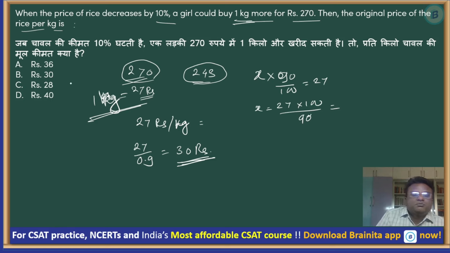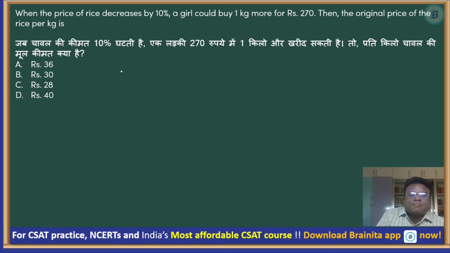That's your answer, rupees 30. Now let me solve it in a different way, by algebra way. The price of rice was say x rupees, then it became 0.9x. The girl has 270 rupees. So in 270 rupees, this is the rate.